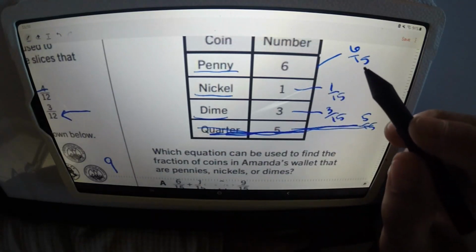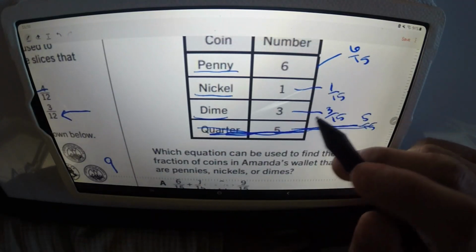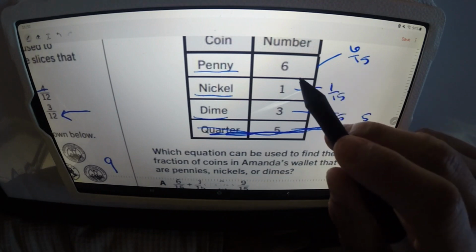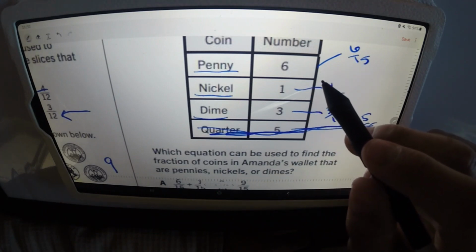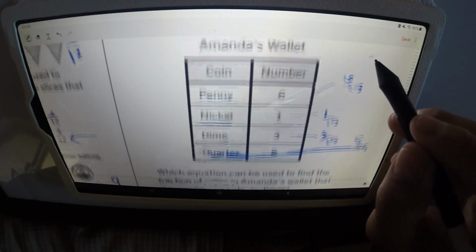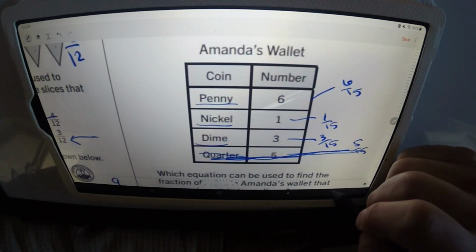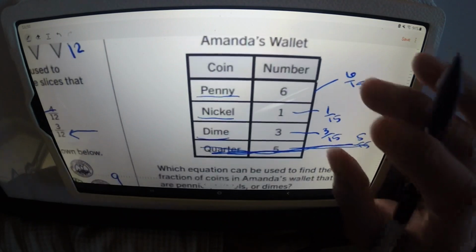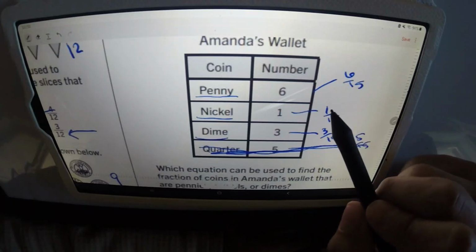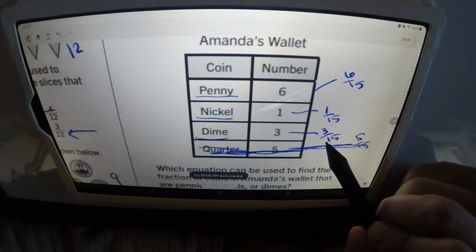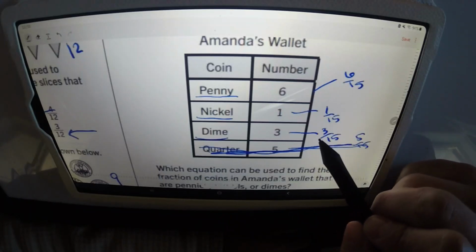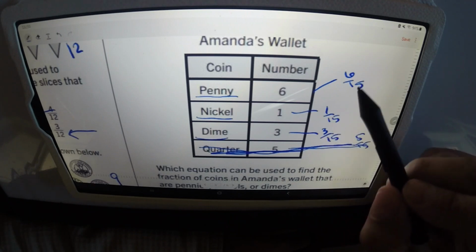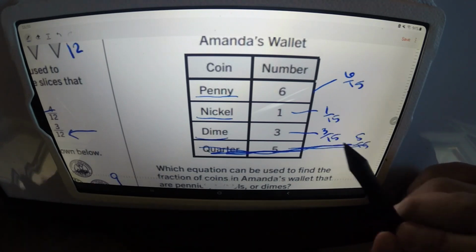So basically, we want to know which ones are these. 6, because there's 6 right here, right? So we're looking for an equation that has these 3 numbers. Wow. Anyway, 6 over 15, 1 over 15, and 3 over 15. Those are the 3 numbers we're looking for. 6, 1, and 3. The numerators. The top numbers we're looking for are 6, 1, and 3.